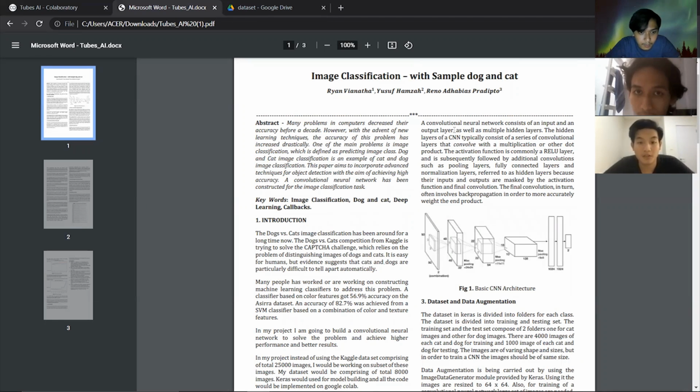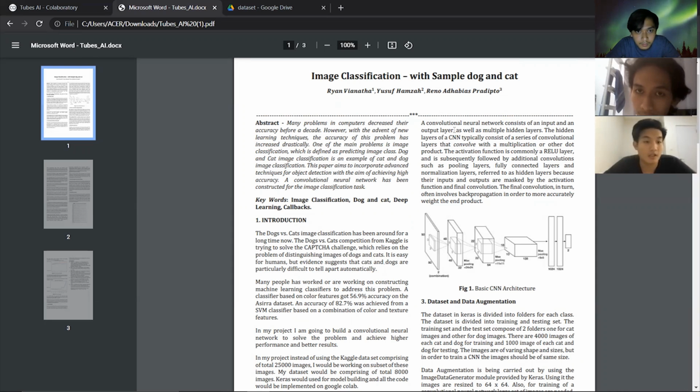Today, my group wants to present our final project about image classification with samples of dogs and cats. Let me introduce myself. My name is Vianatha, and these are my friends Yusuf, Hamzah, and Reno Adhabias.